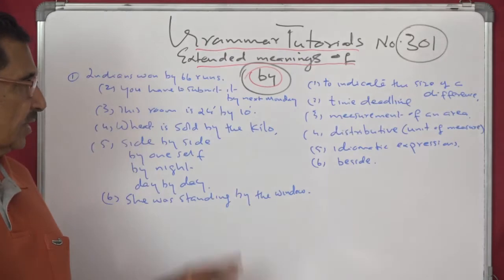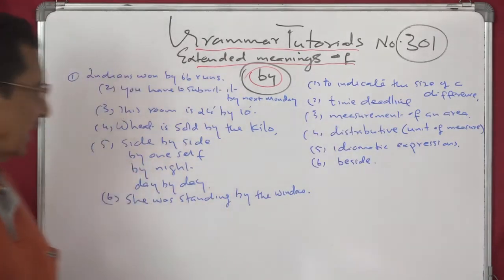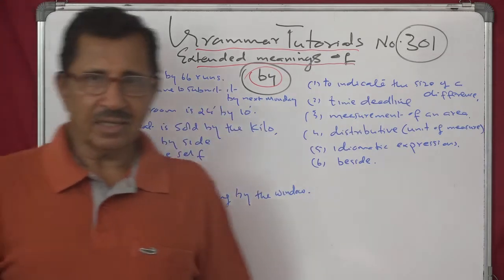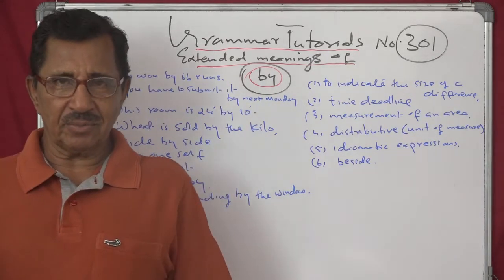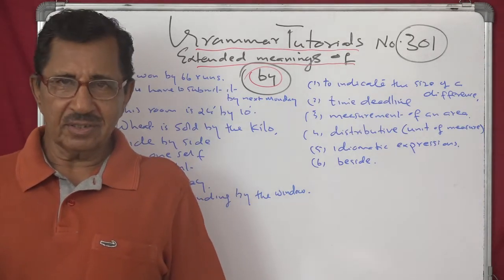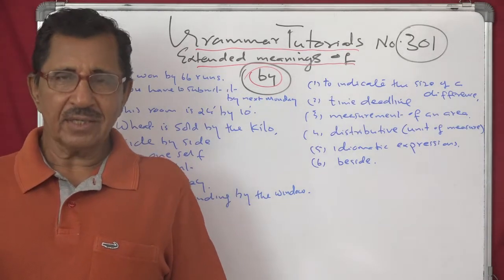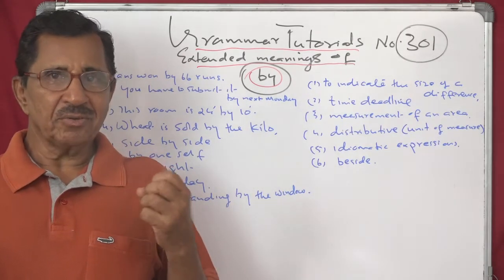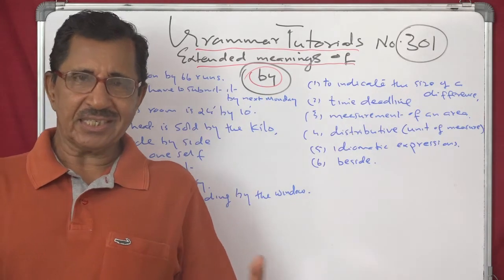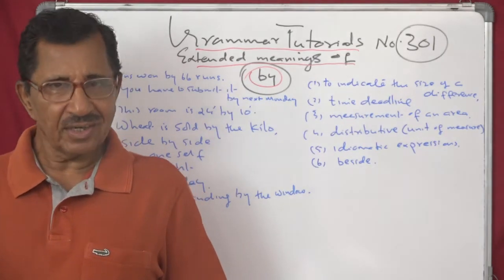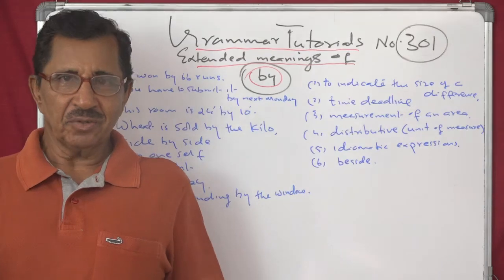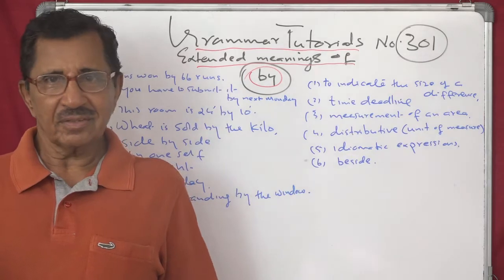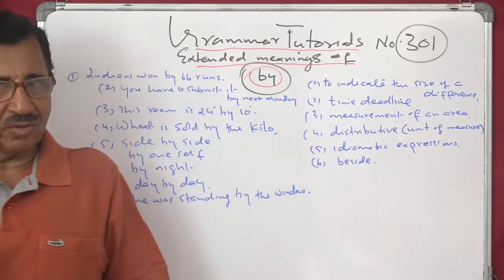And then secondly, you can see the time deadline. For example, you have to submit it by next Monday. It can be by next Monday, by 2 o'clock this afternoon, by morning, by night, by 2020, by 2021. You should complete the structure of this building by 2021. You should pay back the money by tomorrow. So that's a deadline. Very often we use that, isn't it?